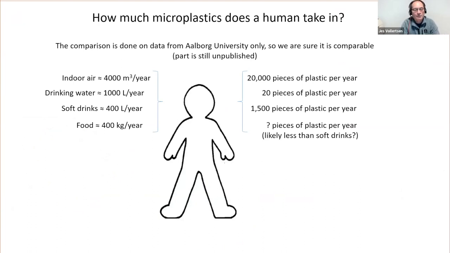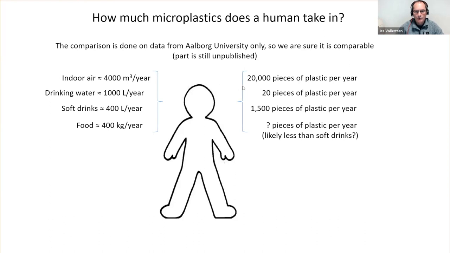So what is actually the exposure for humans to microplastics? I mean, this is just a rough estimate and it's not all published, but the indoor air you breathe, you breathe approximately 4,000 cubic meters of air per year, and it covers roughly maybe 20,000 pieces of plastics. Again, measured with the same analytical techniques, so this is not in masses.